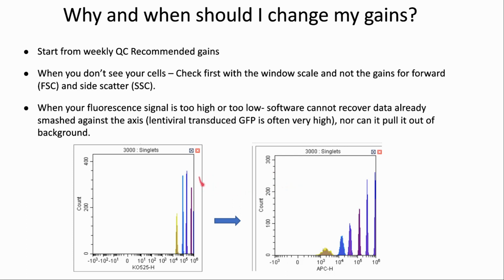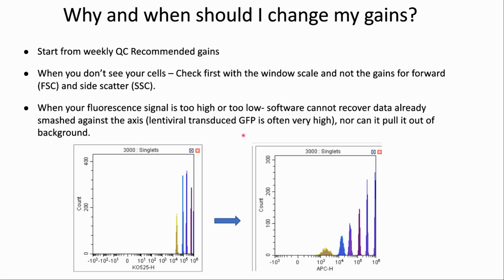A situation where your fluorescence signal might be too high would include a lentiviral transduced GFP, which can often be very high, or some cell labeling proteins such as calcein dye or some of the CFSE vital dyes, which can often have a very bright signal. In this instance, you would reduce the fluorescent detector gain for the channel that you're looking at. For GFP, that would be FITC.